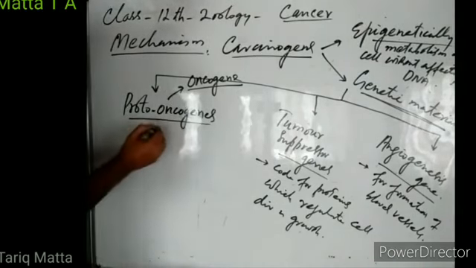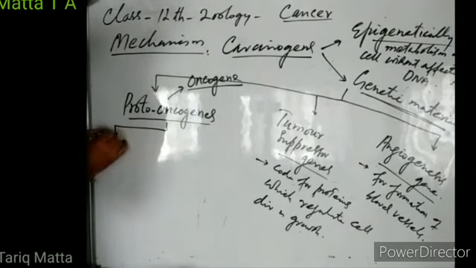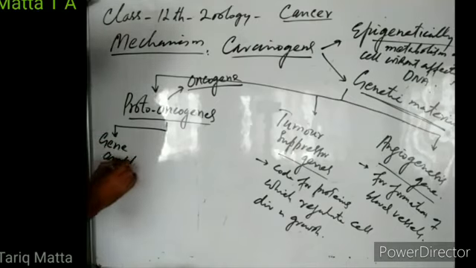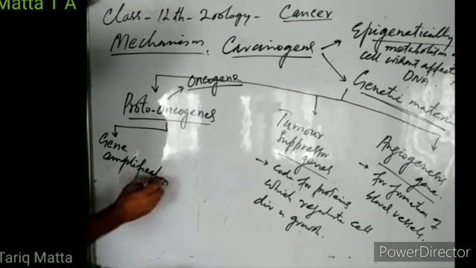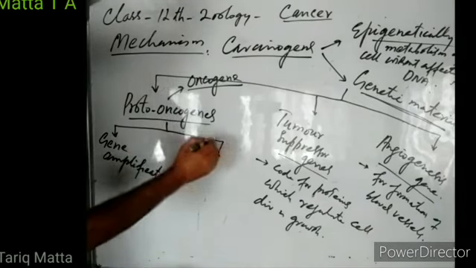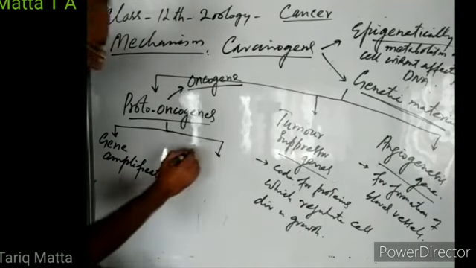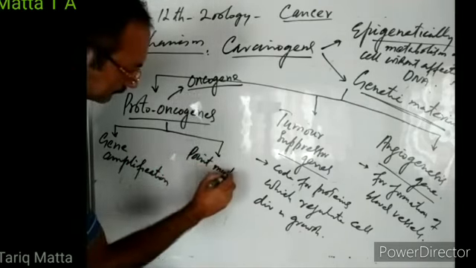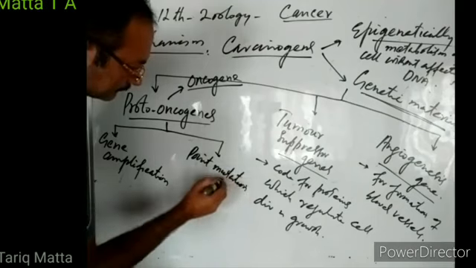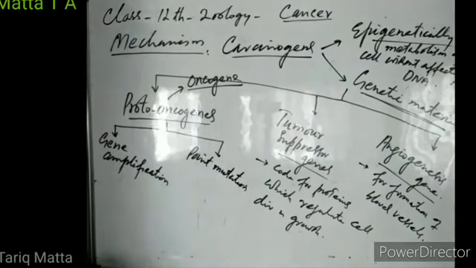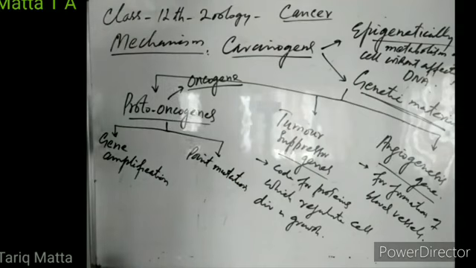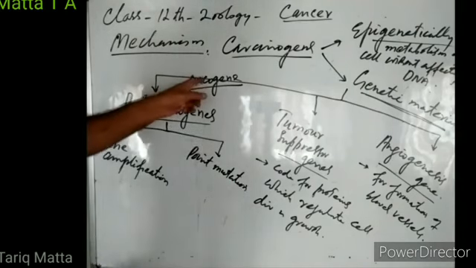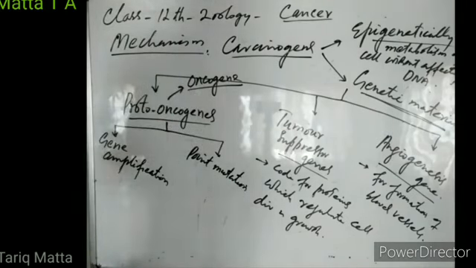A proto-oncogene may be converted into an oncogene either by gene amplification or by point mutation. So a proto-oncogene may be converted into an oncogene by gene amplification.